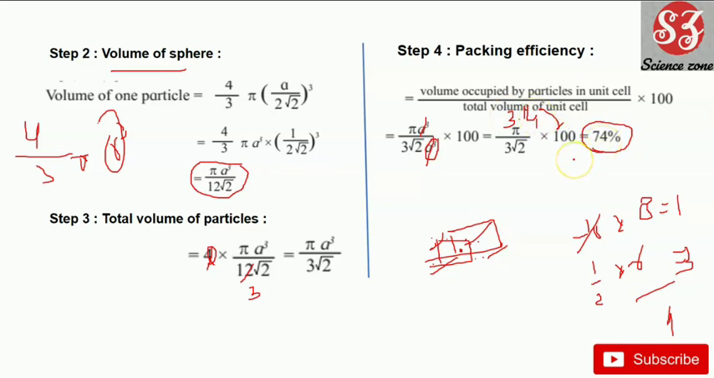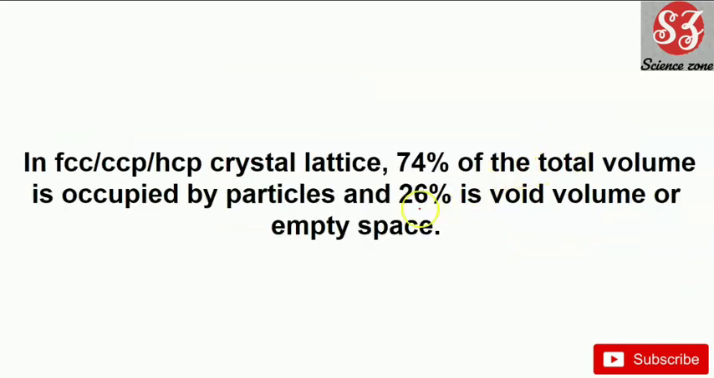So how much free space is there in FCC? The free space in FCC is 100 minus 74, which gives 26%. So if I give you an FCC crystal lattice and ask how much space the particles occupy here, the answer is 74% and free space is 26%. So this is what we wanted to study in packing efficiency: the free space and the space occupied by the particles in SC, BCC and FCC.